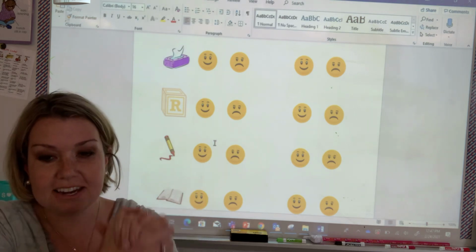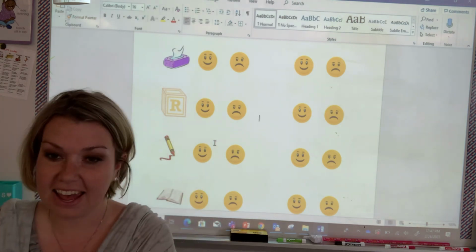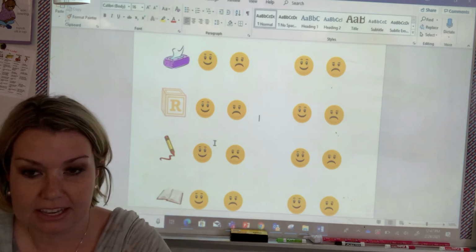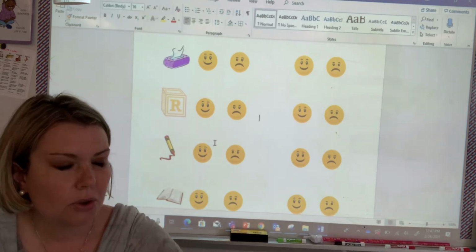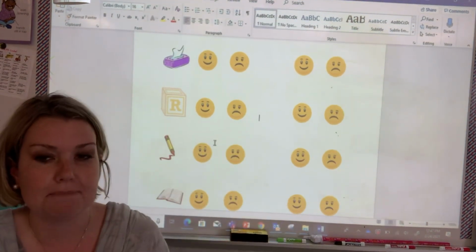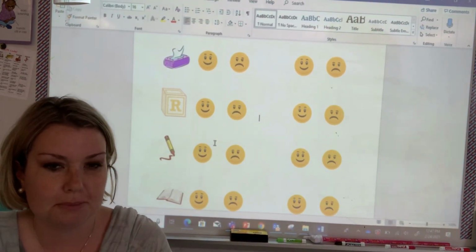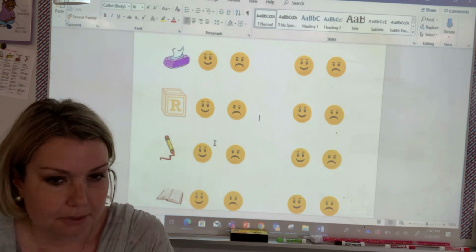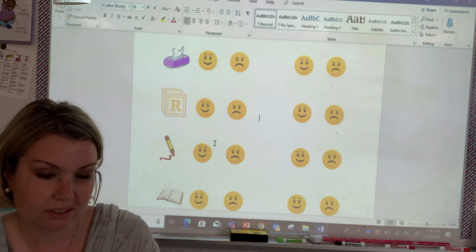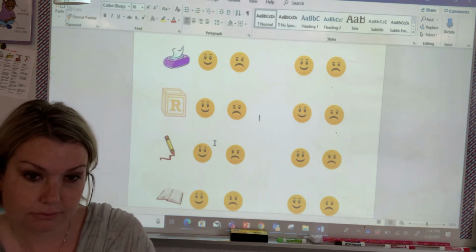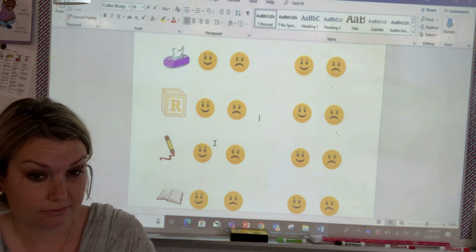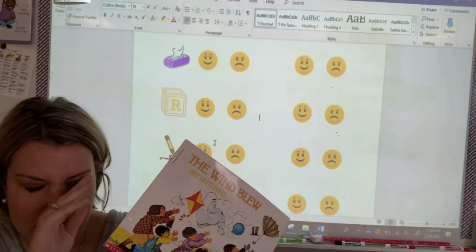So, exciting, exciting, exciting. Today, we're going to review parts of the weather, specifically the wind. We're going to read a fiction book, which fiction means it's what? What does that mean, fiction? Who could tell me? What does fiction mean? Smriti? Fiction means it's not real. It's not real. You're exactly right.